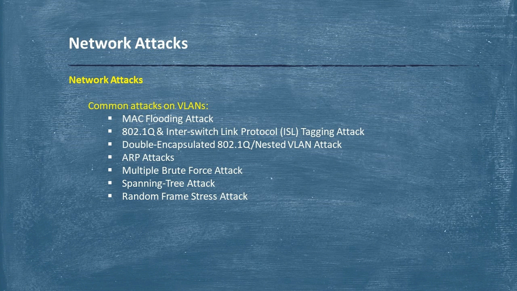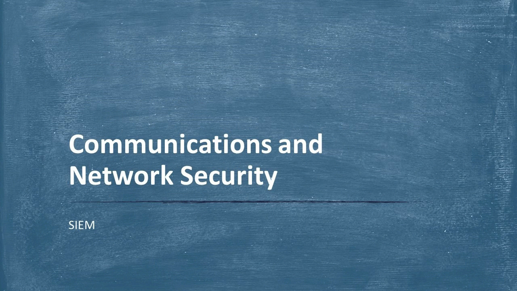These are some of the common VLAN, that is virtual LAN, attacks. That is a MAC flooding attack. MAC is a physical address. Another type of attack is the interswitch link protocol tagging attack. Different types of VLAN attacks: double encapsulated nested VLAN attack, ARP attacks, address resolution protocol, multicast brute force attack, and then spanning tree attack, random frame stress attack. These are all some of the names of common attacks.